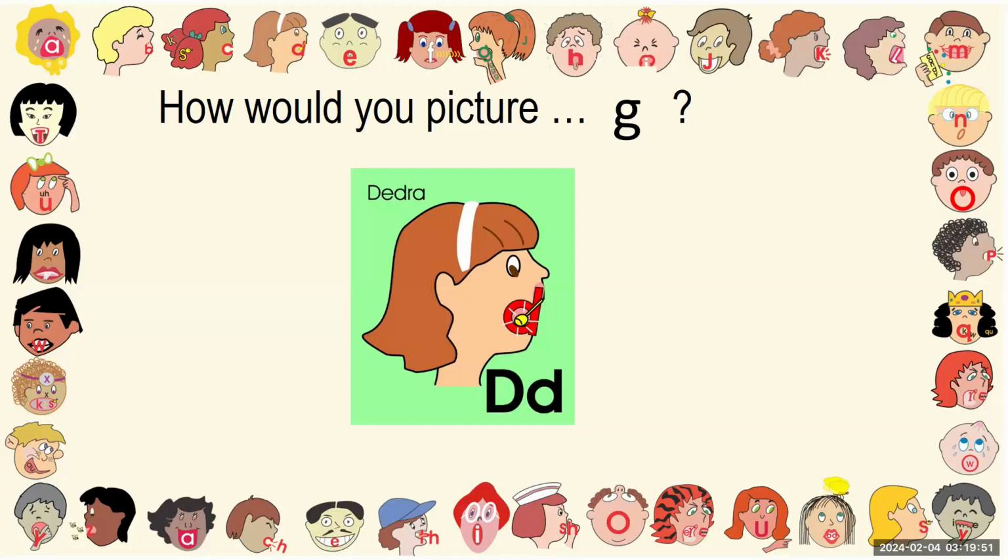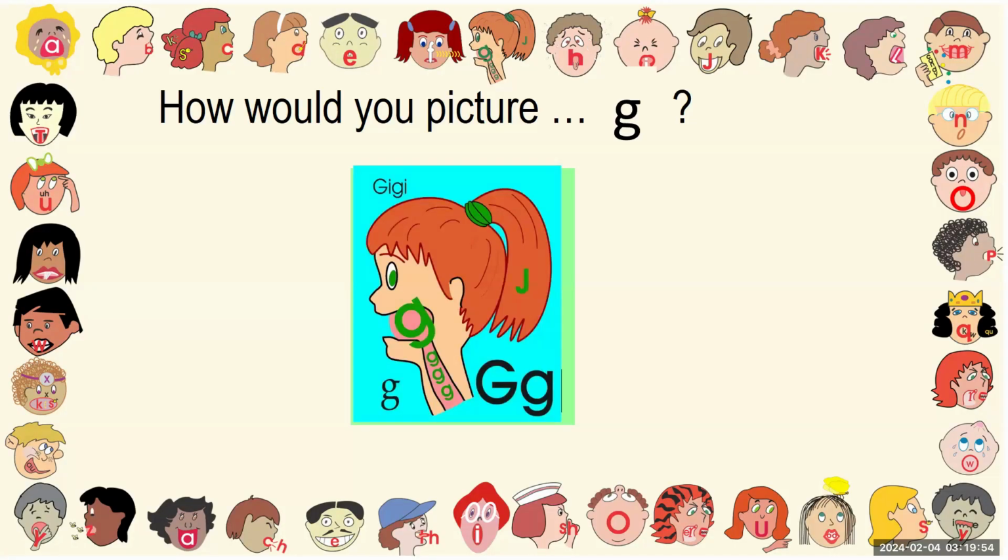How would you represent a G? Okay, a G is toward the back of your mouth, and it's a voiced sound. So you actually turn on your voice, g, g, g. I have children feel their throats and they can find those G's going down their throats. You'll notice that G has a J in her ponytail. That's because sometimes the G can also make the J sound. So generally, G says the G sound as in girl, but it can say the J sound as in gel, G-E-L, gel.